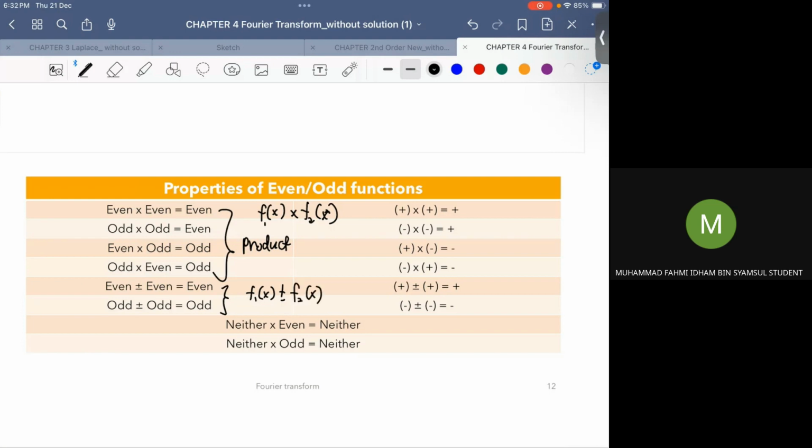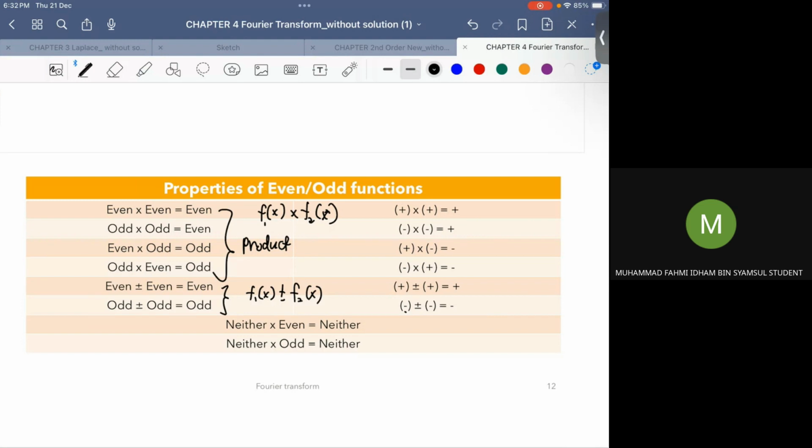If you have even function plus even function, you will get also even function. And if you have odd function plus or minus odd function, the result is odd function. So you get negative plus or minus negative, you get negative number. Positive plus or minus positive number, you get positive number.